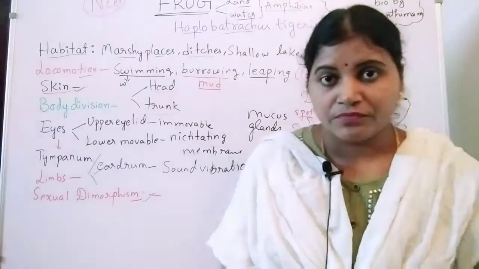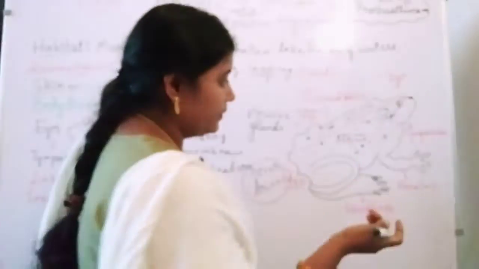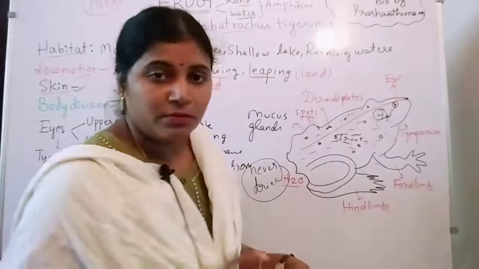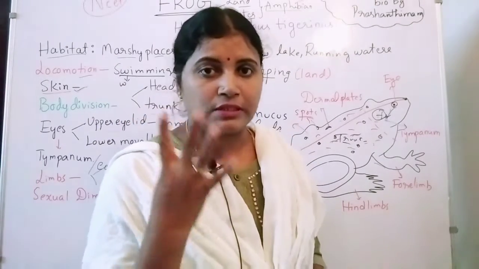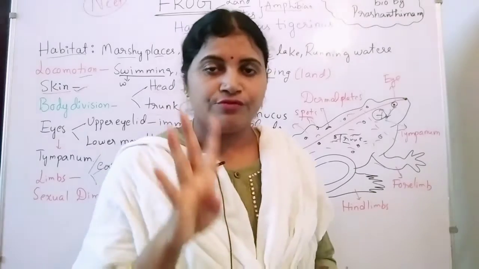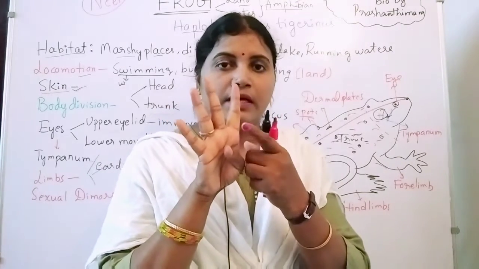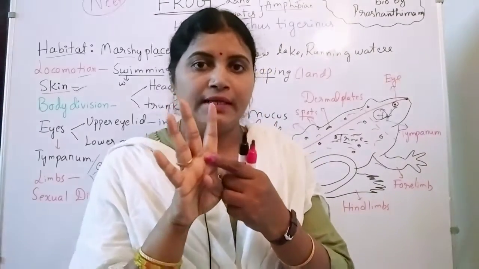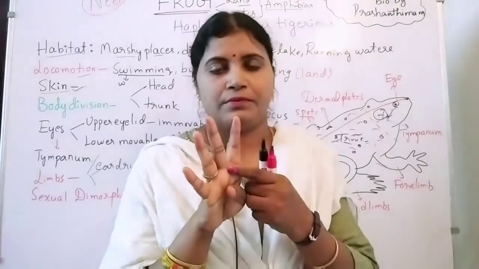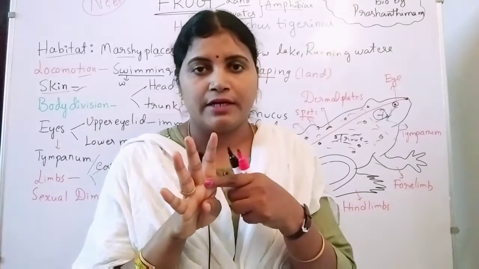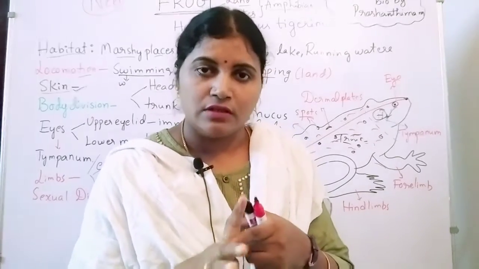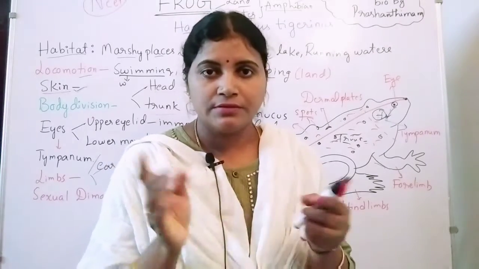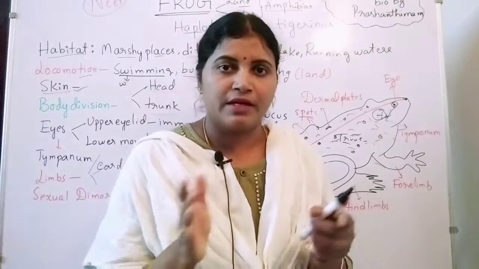That is the copulatory pad. See, normally the forelimb contains only 4 digits. The 4 digits are nothing but 4 fingers. In the 4 fingers, the first finger contains the copulatory pad for the copulation purpose. Copulation is nothing but fertilization with the female frog. So the copulatory pad is one important distinctive character between male and female.